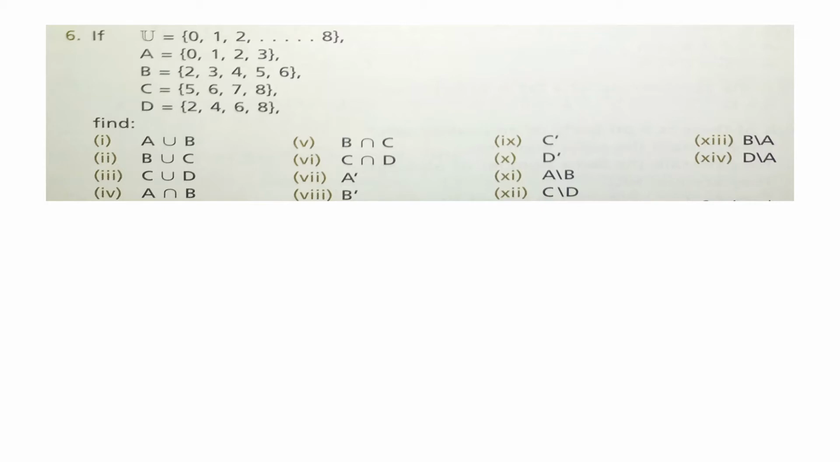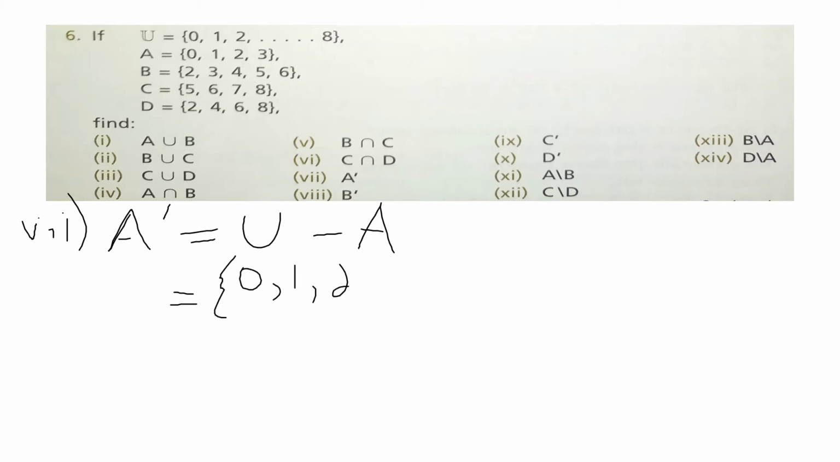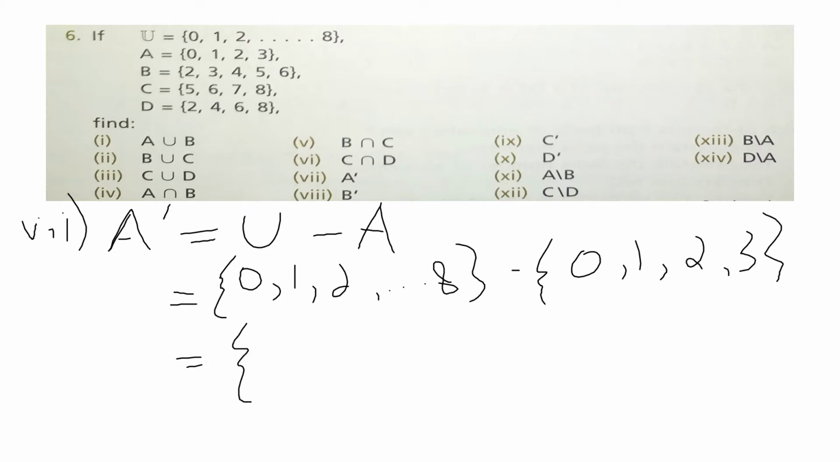Okay, so the 7th part is you have to find A complement. A complement means that you have to take its difference from the universal set. And what is the universal set here? {0, 1, 2, up to 8} minus A. What is A here? {0, 1, 2, 3}. So when you take the difference, we will not write 0 because it is present in set A, not 1, not 2, not 3. So we'll write from 4 because 4 is not present in A: 4, 5, 6, 7 and 8. So this is the difference of A from the universal set, which is A complement.